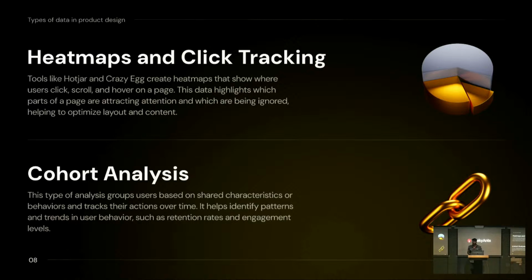Cohort analysis. So cohort analysis is basically a group of people who share particular characteristics. They make these people into a particular group since they share common characteristics, and then they track them over a period of time. That would give you an understanding of how users are actually performing through the application.